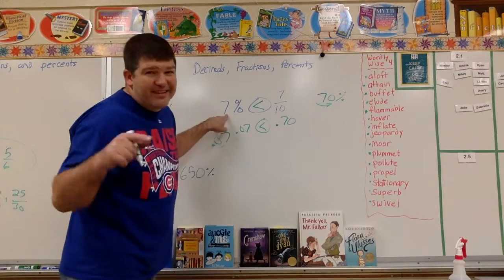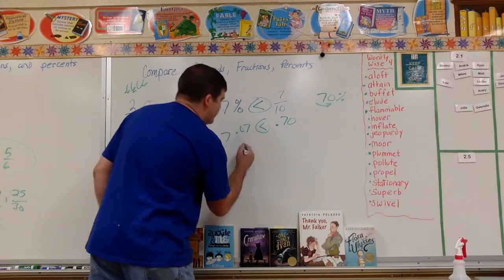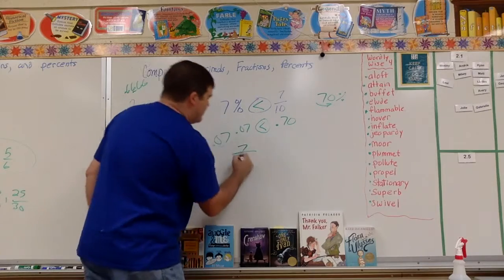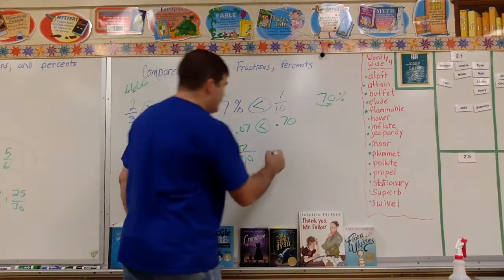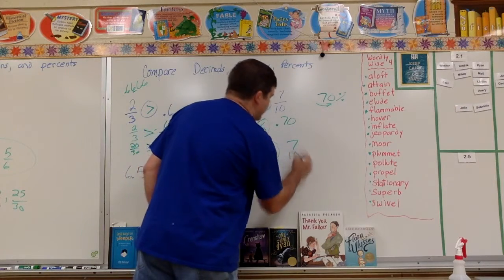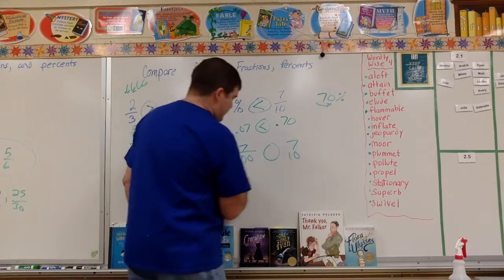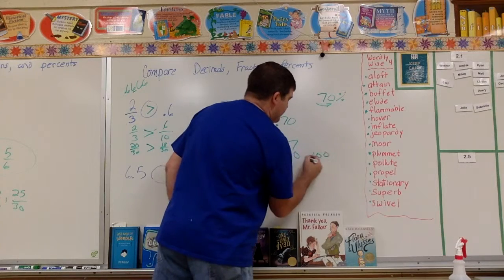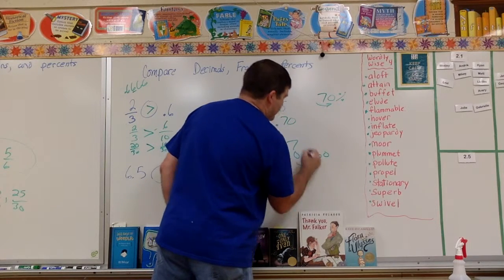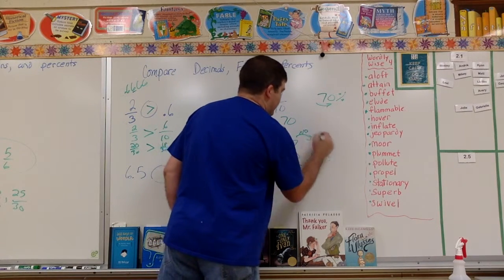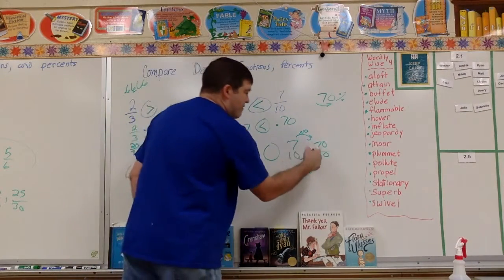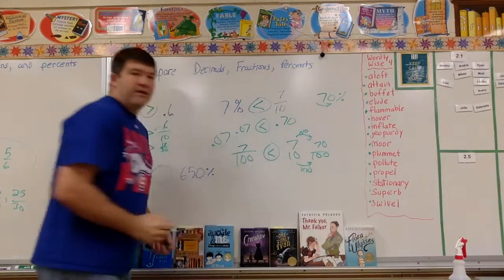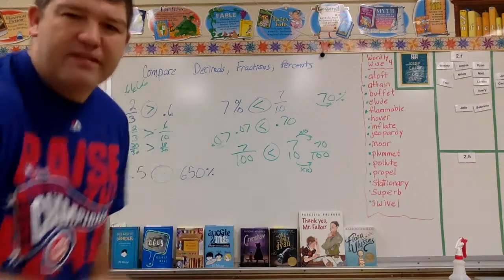The other thing I could do is take it to a fraction. 7%. The way to get rid of the percent is put it over 100. 7 hundredths compared to 7 tenths. Then I just have to get this to be the same as this. Get it to be 100, times 10 times 10. That's 70. So I have 7 over 100 compared to 70 over 100. That's greater.